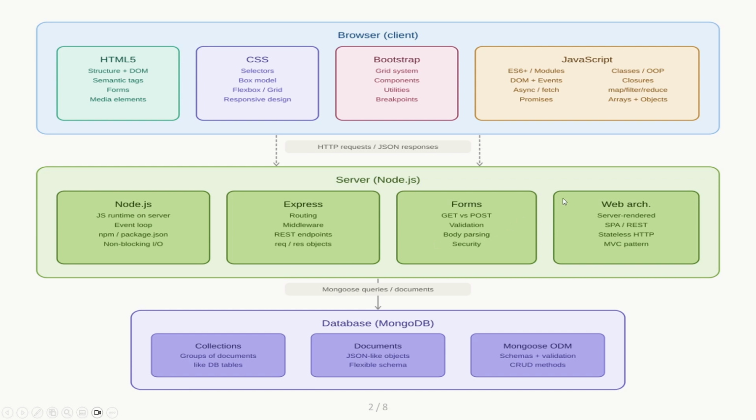JavaScript is the behavior layer. It can do some front end stuff as well, but essentially it listens for events. It manipulates the document object model, which displays everything on the page, and then it also can fetch data from the server. And in order to do that, it uses HTTP requests and JSON responses.